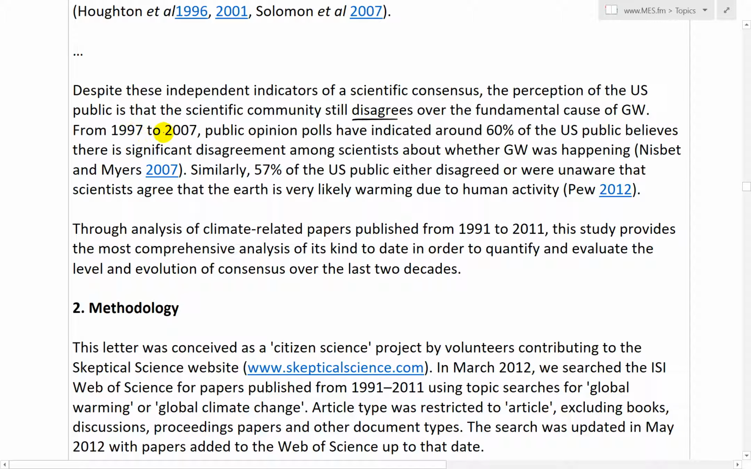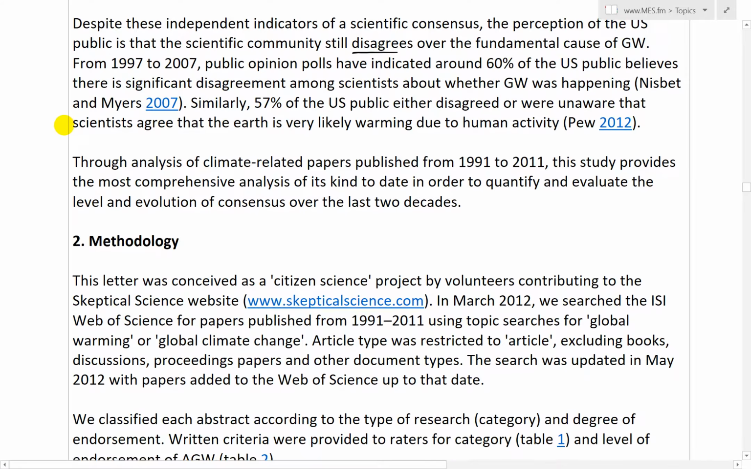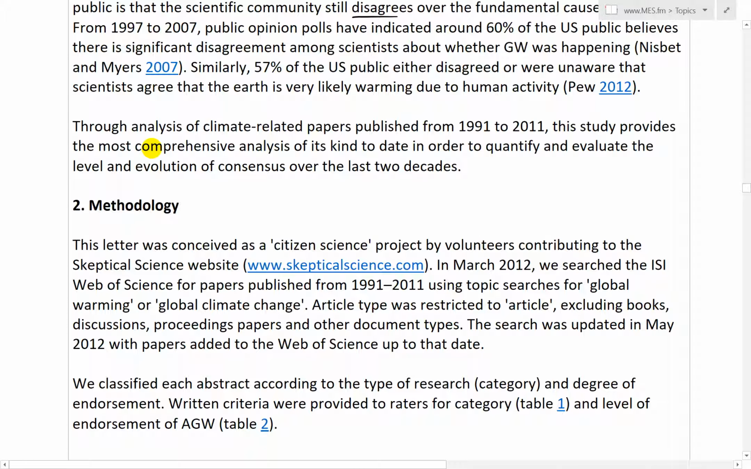From 1997 to 2000, public opinion polls indicated around 60% of the U.S. public believes there is significant disagreement among scientists about whether GW was happening. Similarly, 57% of the U.S. public either disagreed or were unaware that scientists agree that the Earth is very likely warming due to human activity.